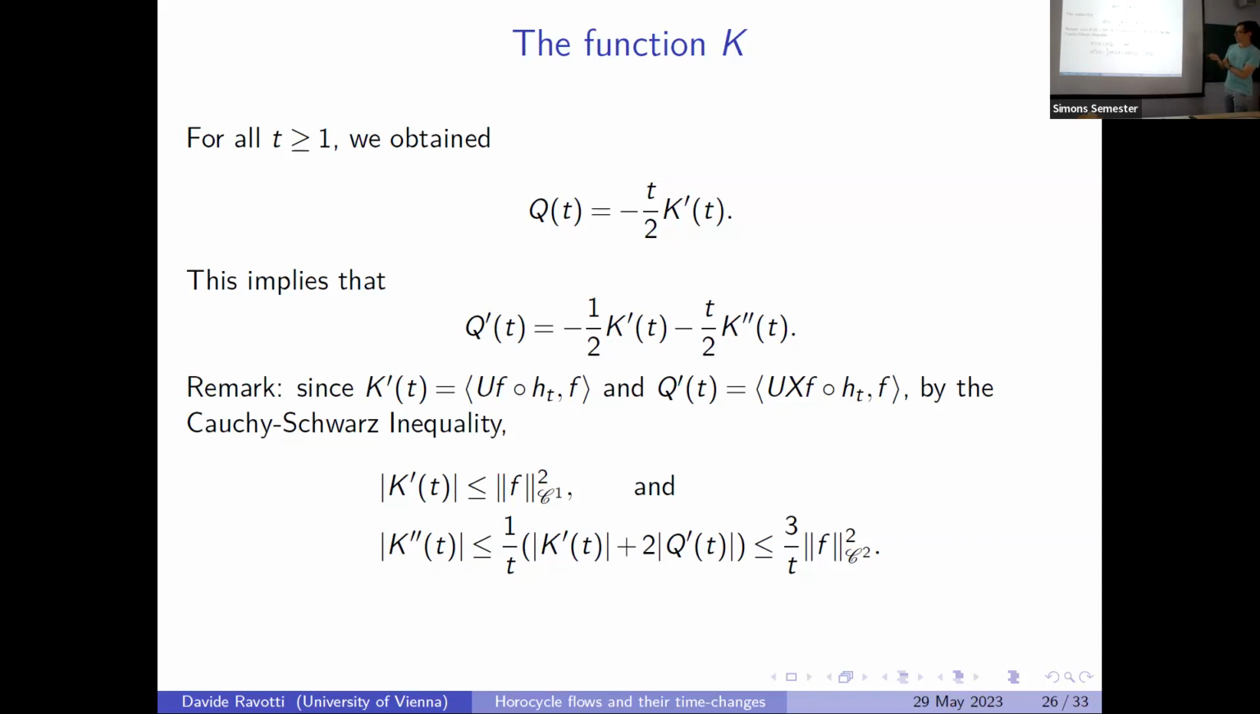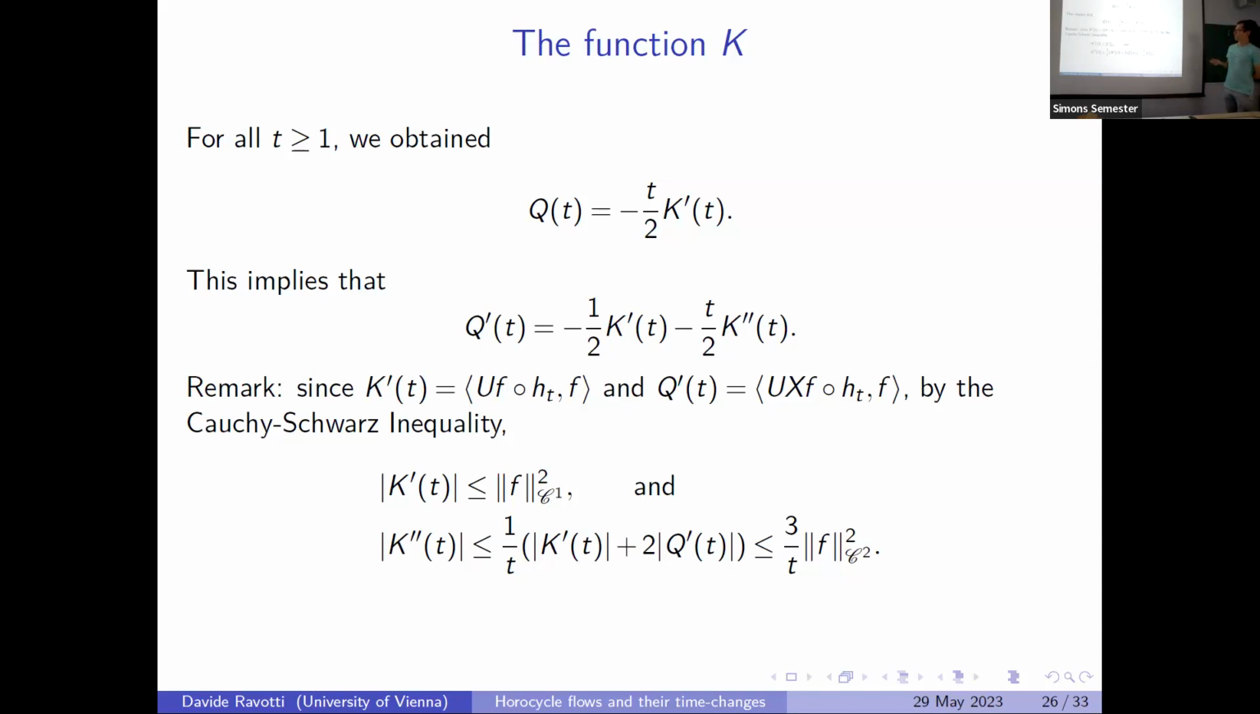So this term is uniformly bounded, and this term is uniformly bounded. So the second derivative of K is going to be 1/T times something uniformly bounded. So it's going to be bounded from above by something that goes like 3/T times a uniform bound. Is that okay? So K prime is uniformly bounded, and K double prime decays like 1/T at least. It will decay even better, but at least like 1/T.